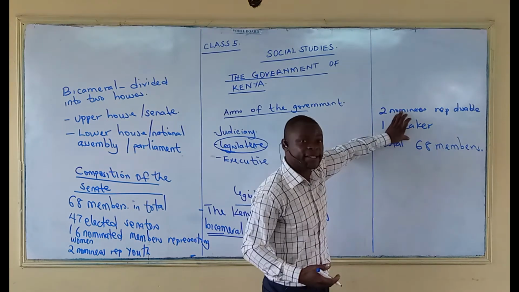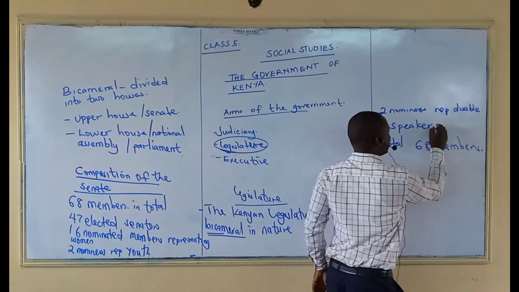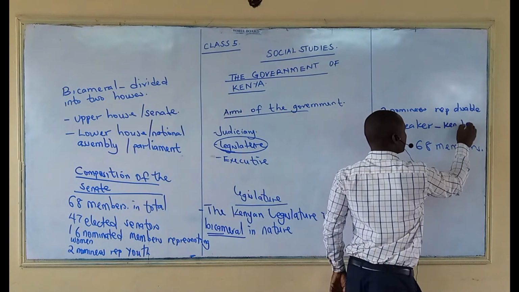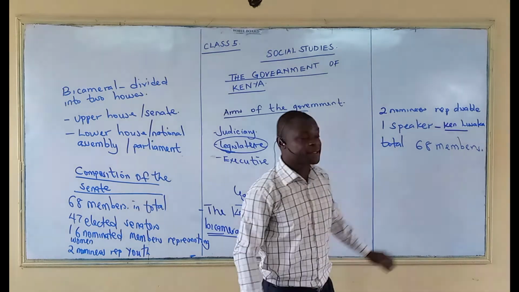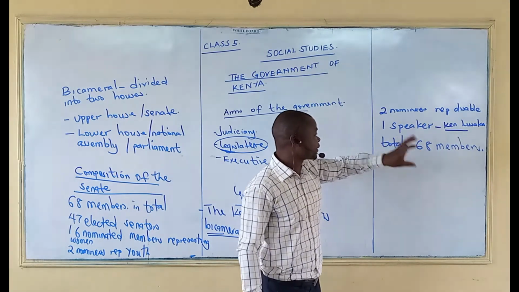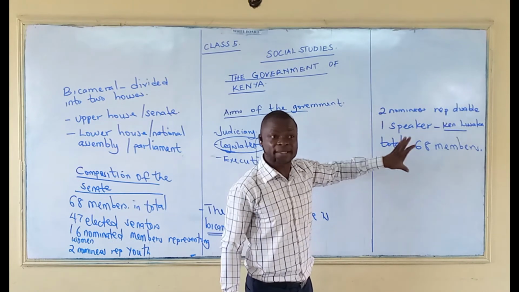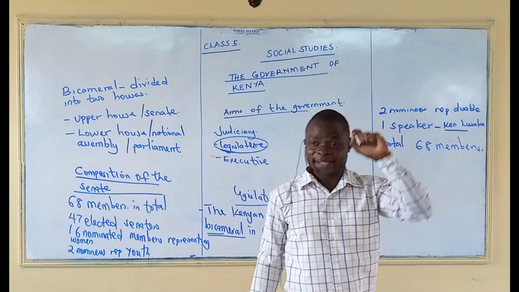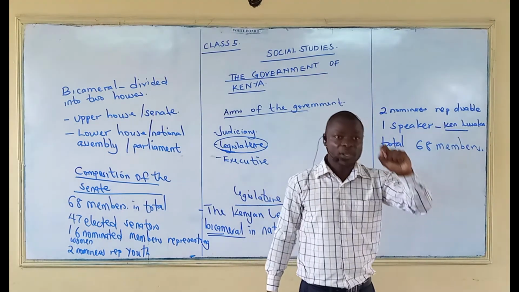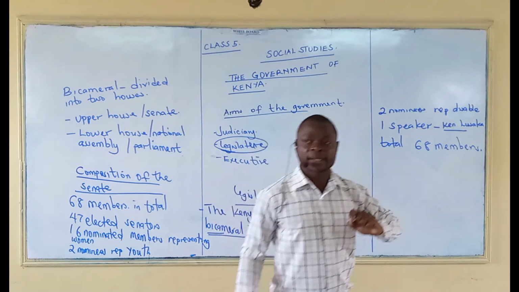Now, note these learners. The 1 speaker, this is the main ex-officio member of the Senate. The Senate Speaker is elected by the senators. Get me right, because when we look at the National Assembly, you will realize that we also have the National Assembly Speaker, who is elected by members of parliament. But the speaker I'm talking about here is the Senate Speaker, who is elected by the senators.